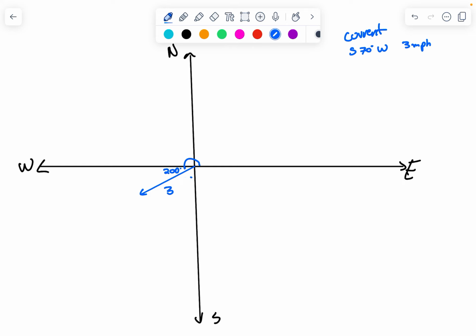We want that as a component. Components are our friend. It's easy to add components. It's easy to play games with components. So what is this? The current force. We're going to call the current force C. It is going to equal 3 cos 200, 3 sine 200. I'm not going to make that a decimal even. But great, that's the current force.